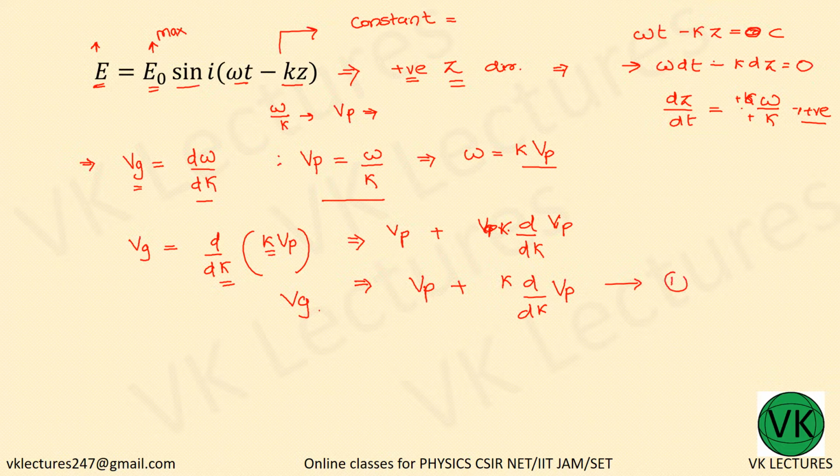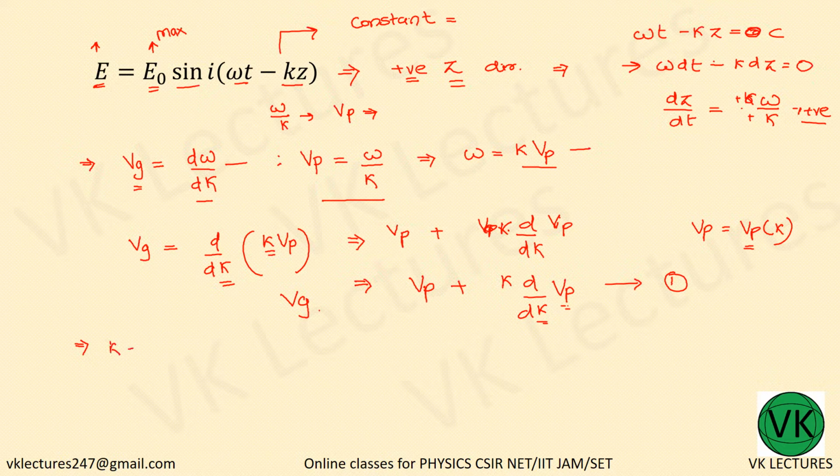We had one formula here, and this is for Vp. Now this can be used only when Vp is a function of k, because Vp should be a function of k, and only then can you differentiate this. Otherwise, if Vp is a function of lambda, then what is the change in our formula? That is what we are going to see.